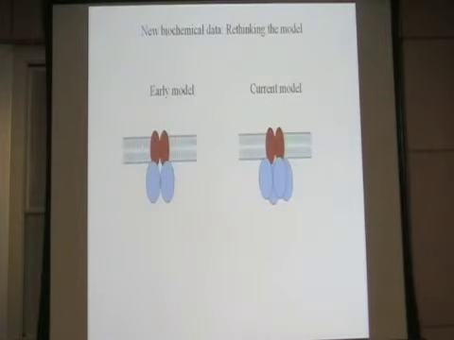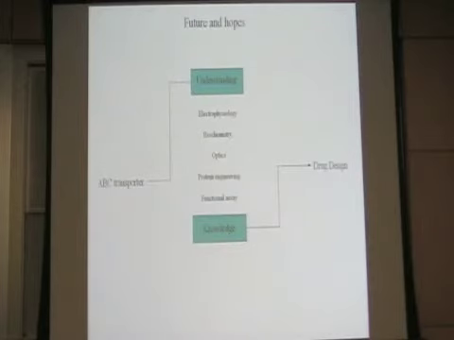And with many biochemical data, we actually adjusted the model, where the ATPase subunit is actually 4 subunits, not 2 subunits, implicating more binding sites for polysaccharide to go into this nanopore. And with that, I end this one. Thank you.